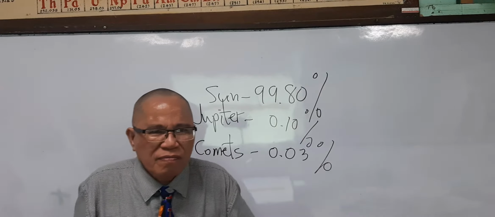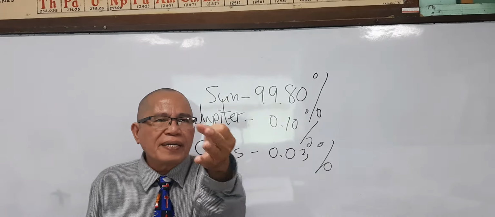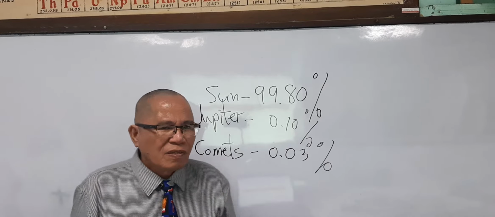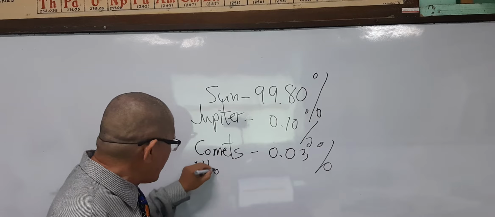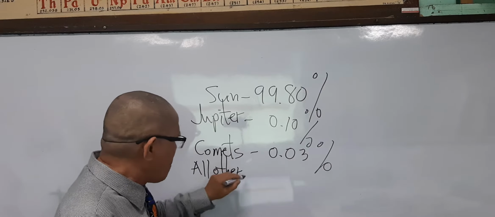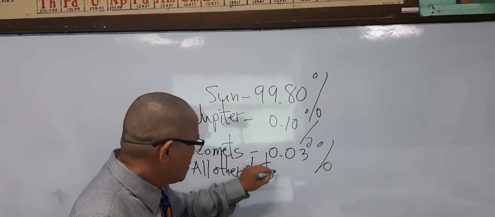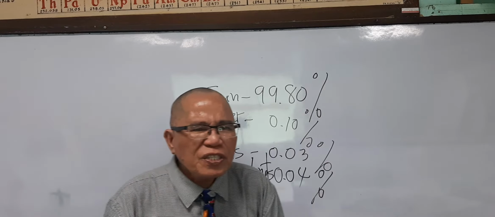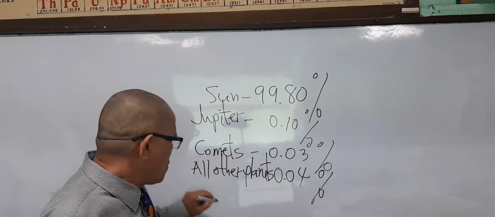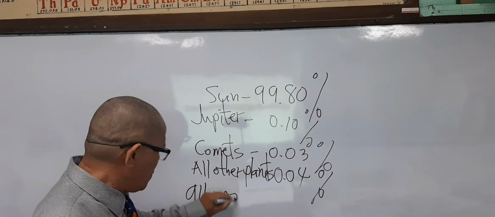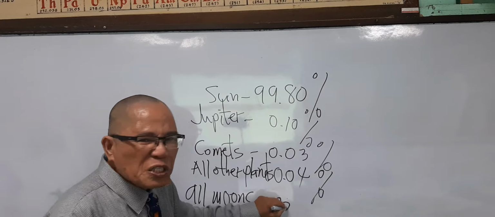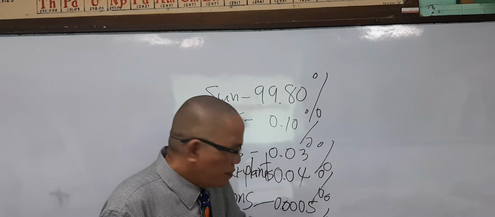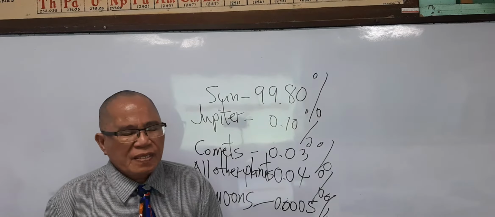All other planets, Mercury, Venus, Mars, Earth, Saturn, Neptune, Uranus, all of them, their contribution is only about 0.04%. Okay? And the moons, if we combine all the moons, that's only about 0.005%. Very small.